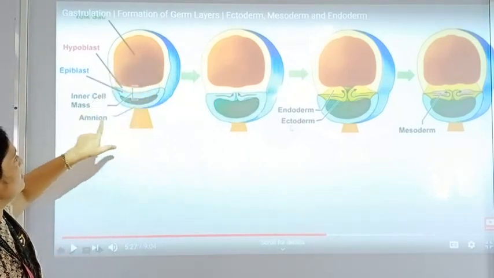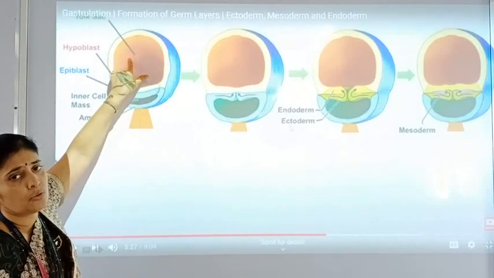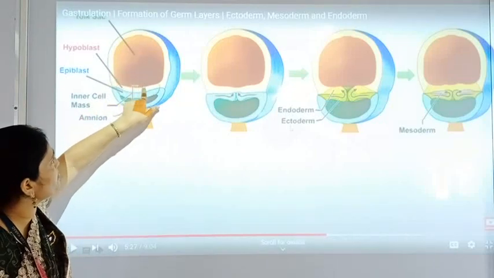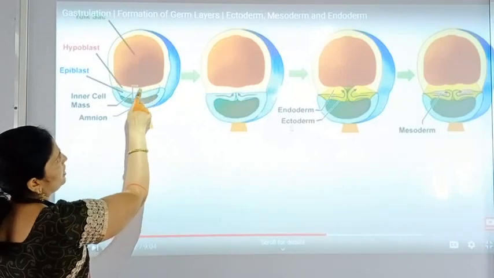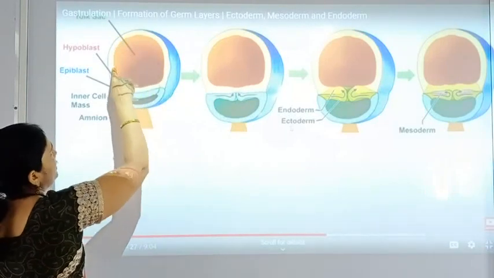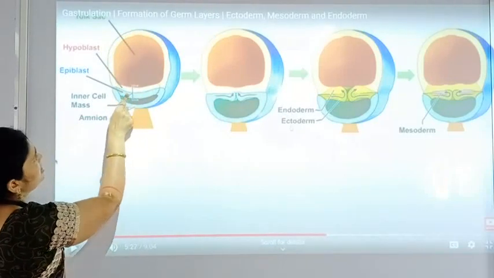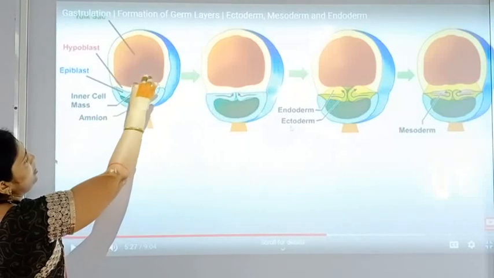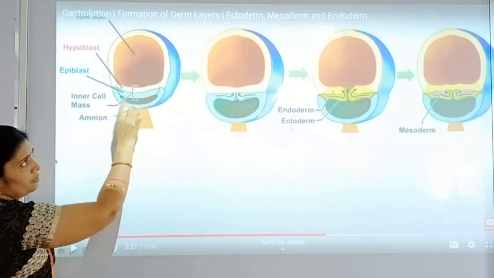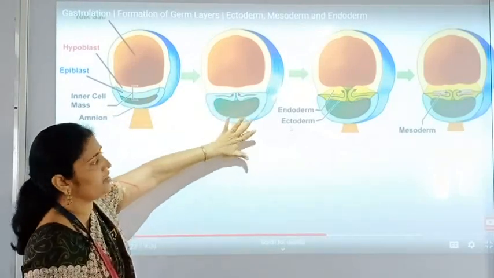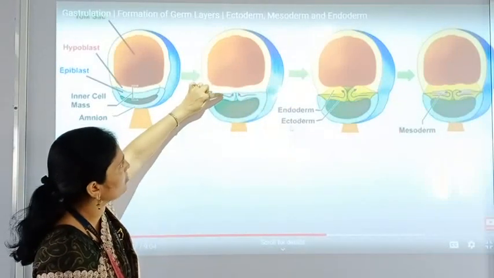So what happens, you see here, this is the formation of gastrula. Here we can see this is the yolk sac which is formed due to the growth of hypoblast. This is the epiblast and this is the hypoblast. This hypoblast is growing and there is formation of yolk sac. This layer is called the epiblast, and all this region is the inner cell mass, and there is formation of amnion also. And during this development, you see there are two layers formed here. This is the ectoderm and this is the endoderm.